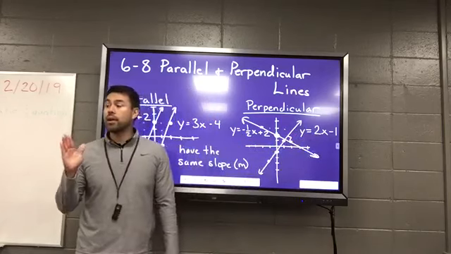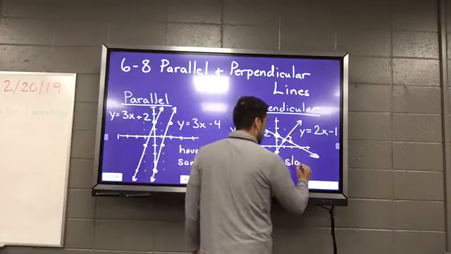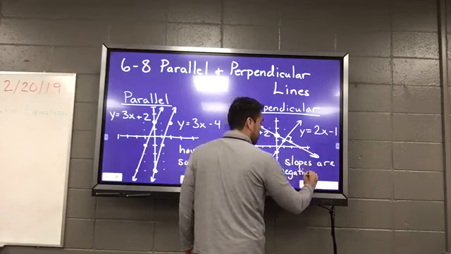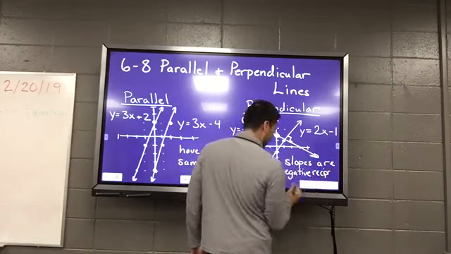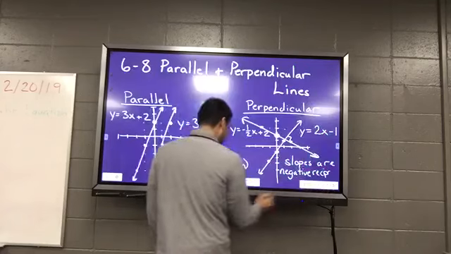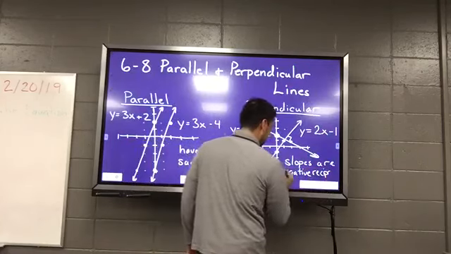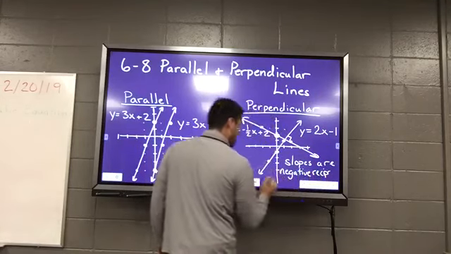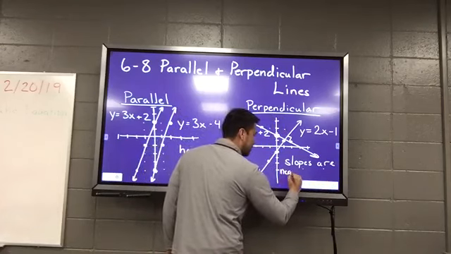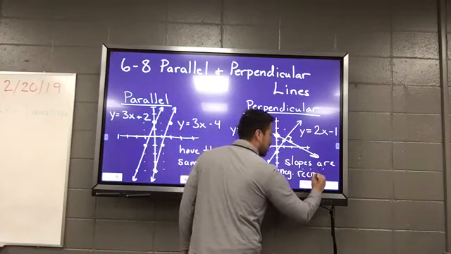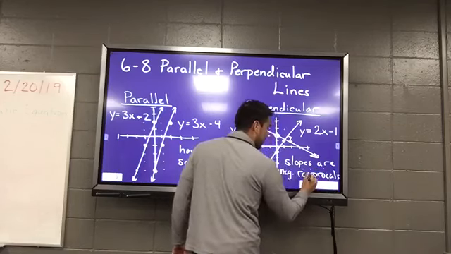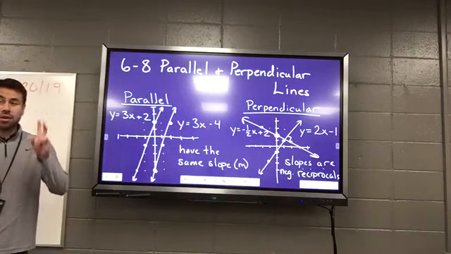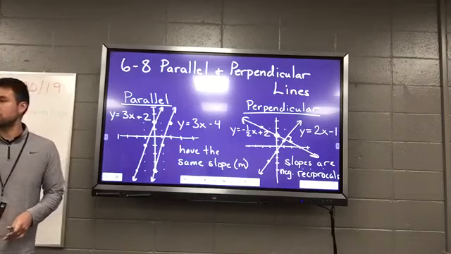So they are what we call, I'll put here, slopes are, and here's your key word, negative reciprocals. I'm going to squeeze it in a little bit neater, so you guys can spell it right. Negative, I'm going to abbreviate that, and then reciprocal. They're negative reciprocals. And that's the hardest concept of this lesson, what a negative reciprocal is.